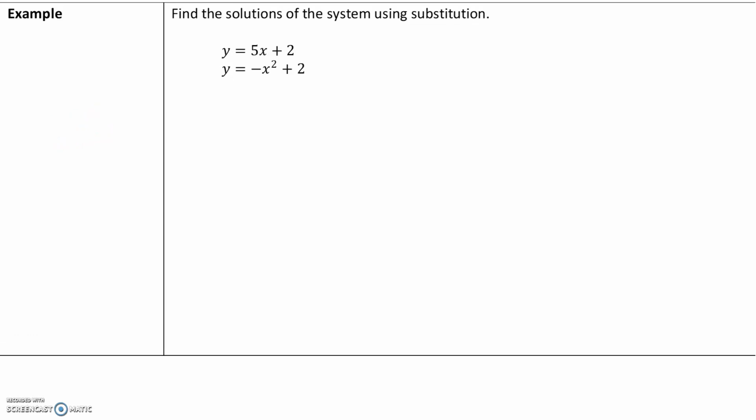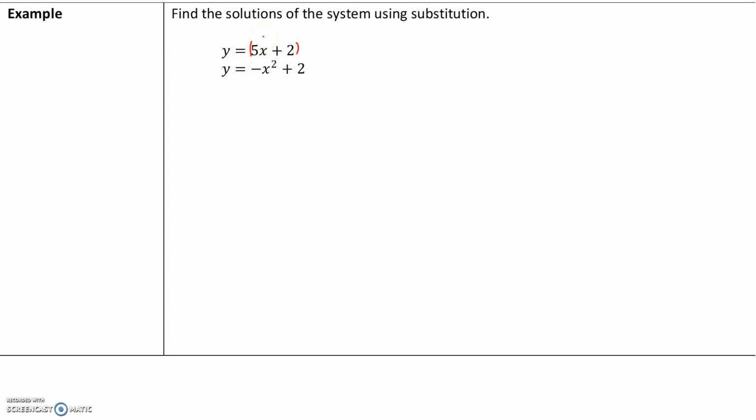Now the next one, this time we're going to solve this using substitution. So substitution, the steps are: 1, get a variable by itself. So we already have the y by itself, so we can use that. Now here's what we're going to do. We're going to take the value of y, which is 5x plus 2.